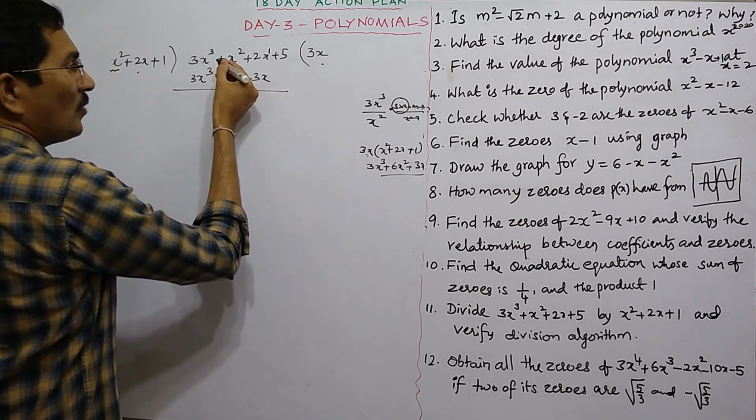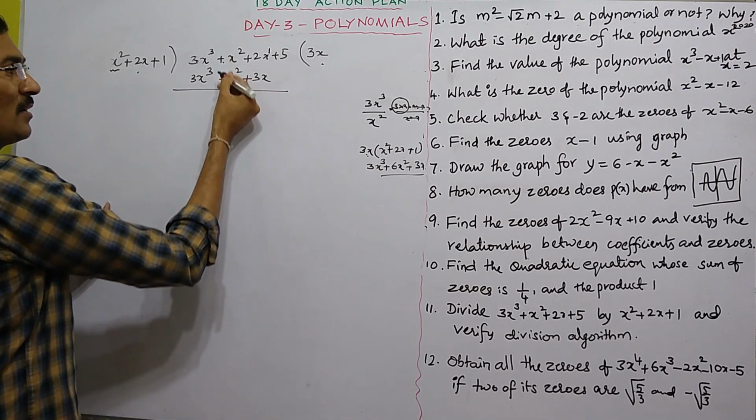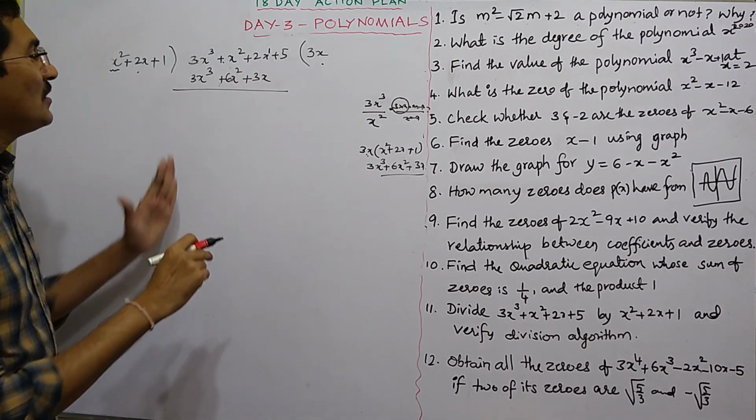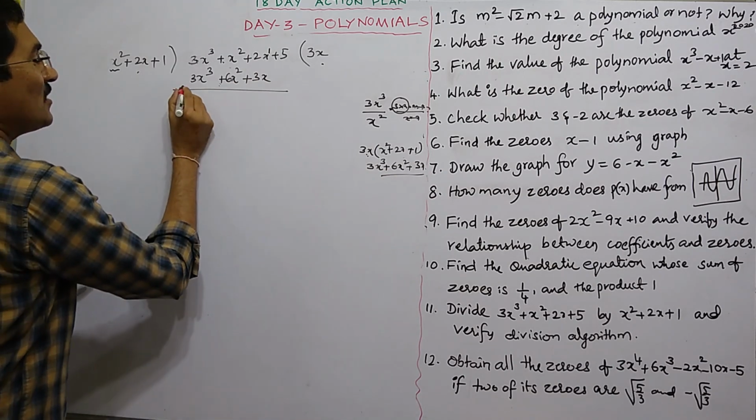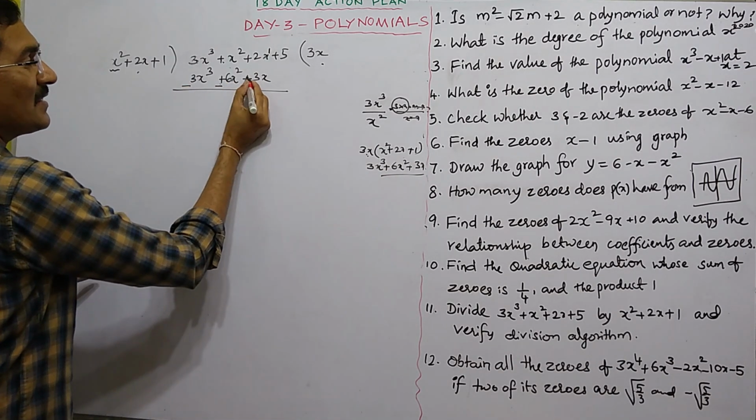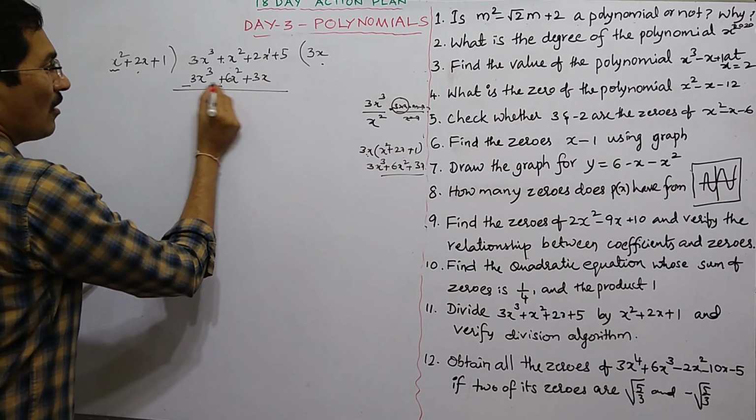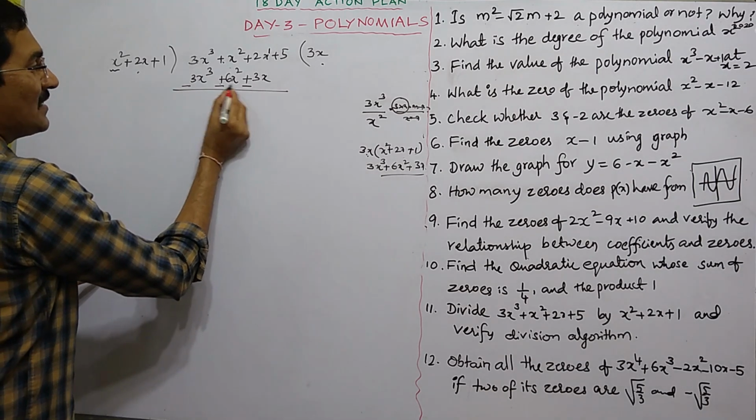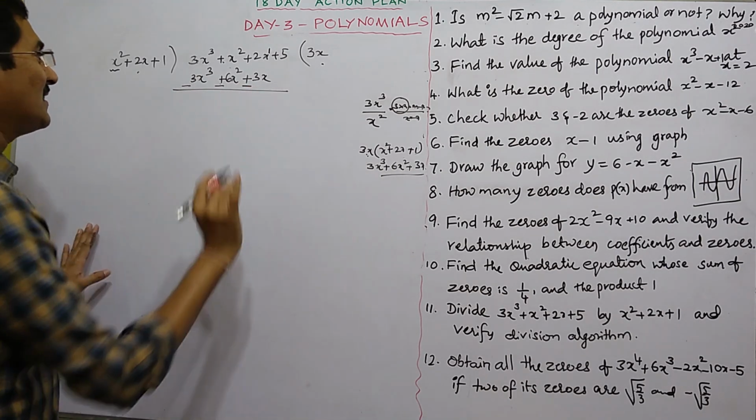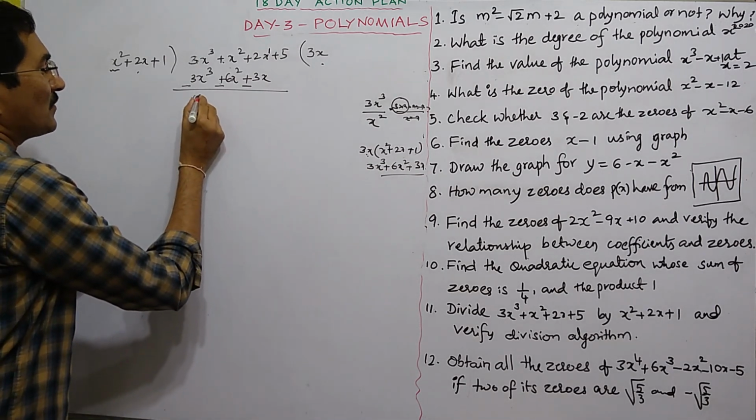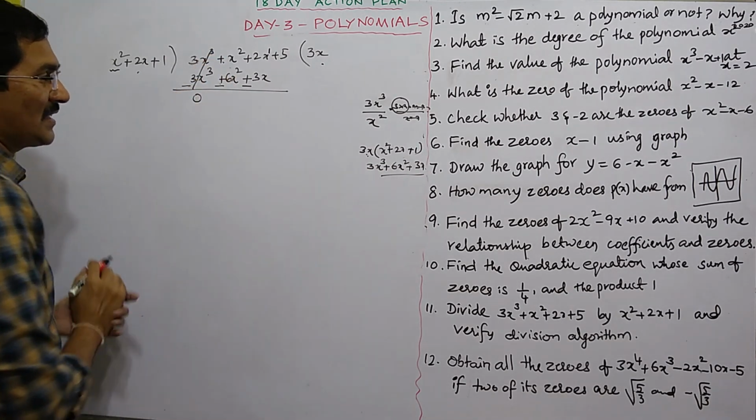Now you will have to subtract this from the dividend. What do you do for subtraction? You will change the symbols. If it is plus, you make it minus; if it is minus, you take plus. Here they are all plus, so you take minus. Now only this one is considered; the upper one is no more considered. Now, 3x cube minus 3x cube is 0, so you simply strike it off.